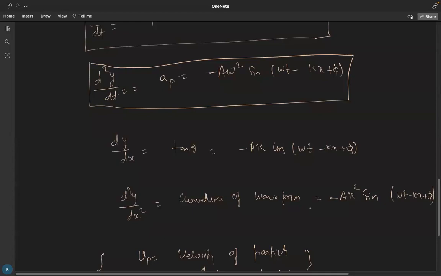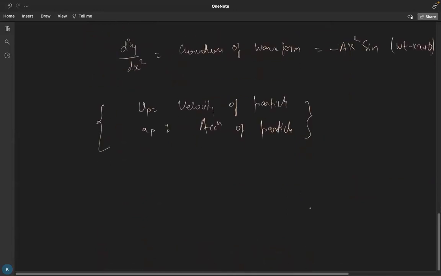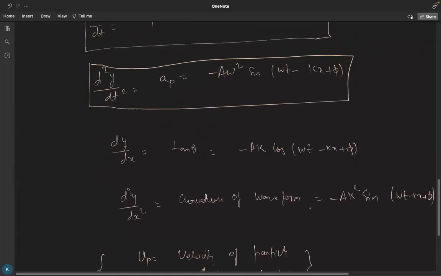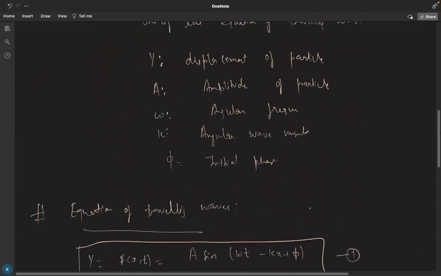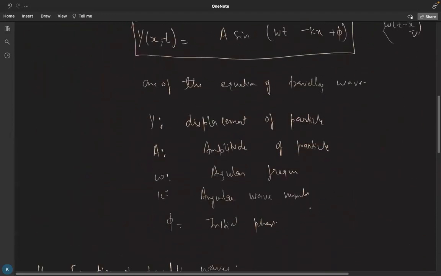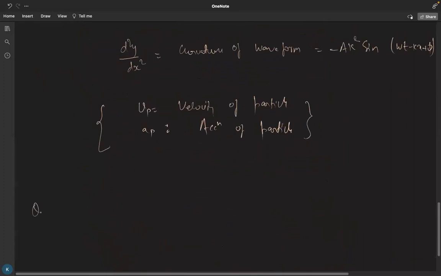Now there is a question: what is the difference between these? First, let me write the question here. I hope this will be easy to understand, because we had to differentiate. I hope you are all familiar with this. So there is a question.